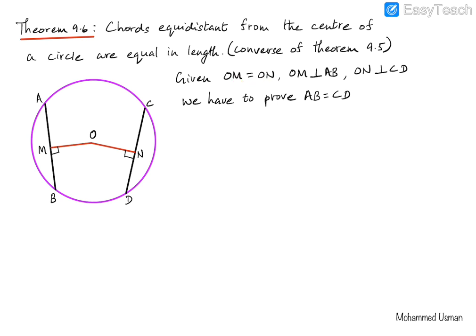With this information, that OM and ON are equal and perpendicular to the chords AB and CD respectively, we have to prove that the chords are of equal length. That is, we have to prove that the chord AB is equal to the chord CD. To prove this, as before, we will join the points O and B and the points O and D. Now we have the two triangles, triangle OMB and triangle OND, and using this we will show the congruence of these two triangles, and from there we will proceed to show that AB and CD are equal.